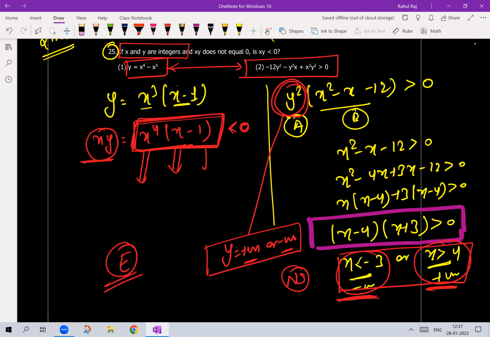Perfect, that's fine. But the answer is E, right? That's valid. I have not done it with the numbers, taking the numbers for the first equation. That's okay, Ullash. No issues at all. You can 100% go and do this. No issues at all.